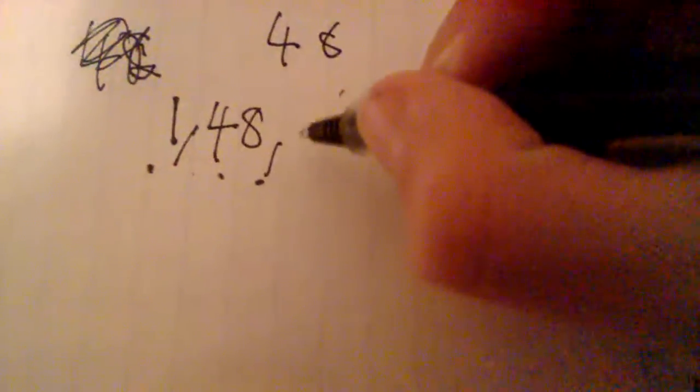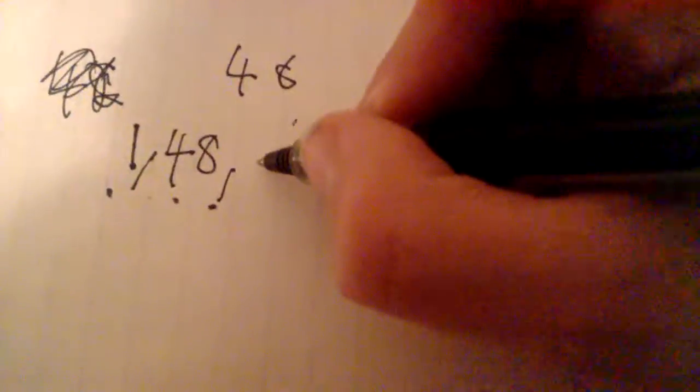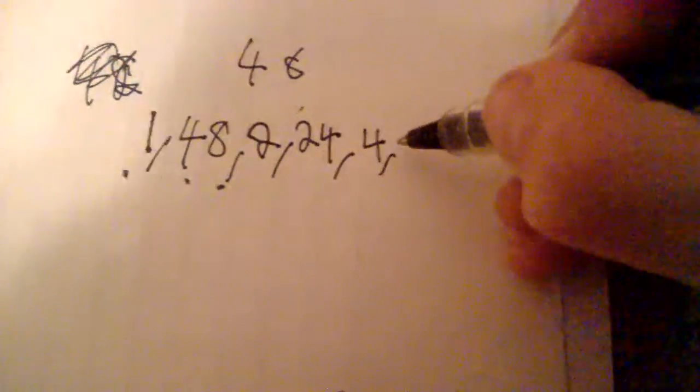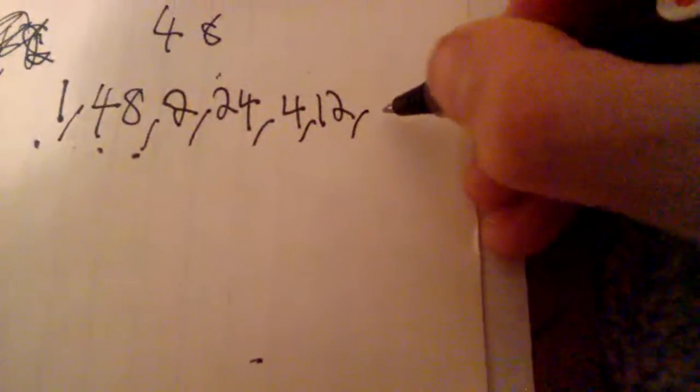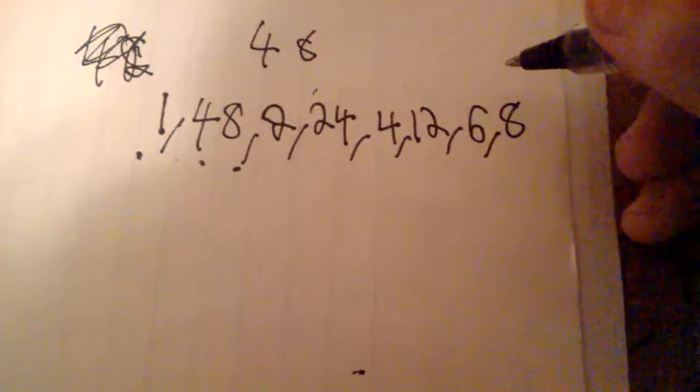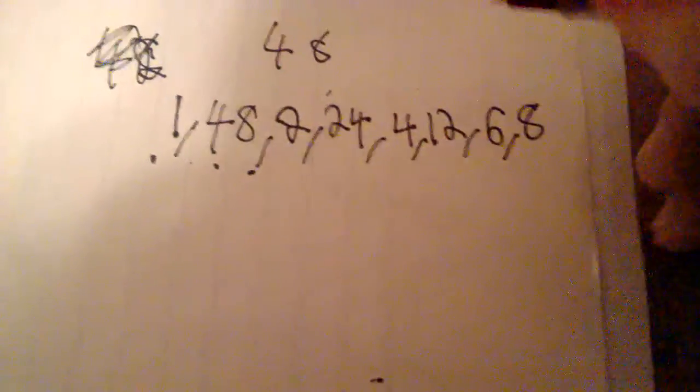Well, 48 times 1. So that's 1, 48. Then, let's see. 24 times 2, and then there's 12 times 4, 6 times 8, and then that's essentially the factors of 48. I chose 48 because there are a lot of factors of 48.